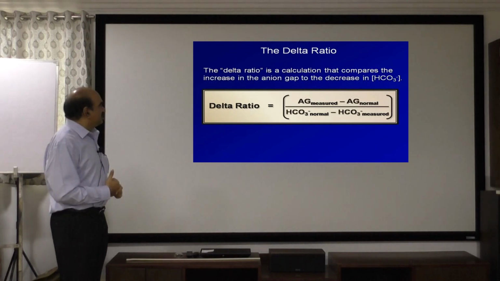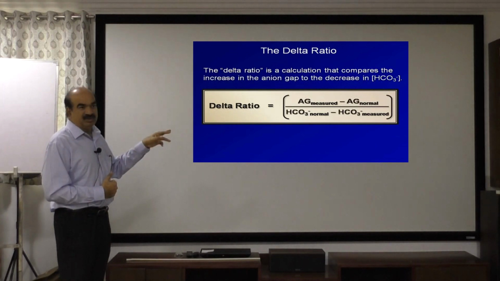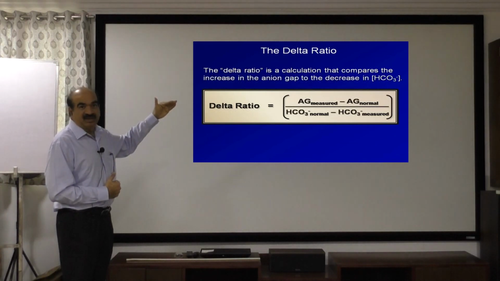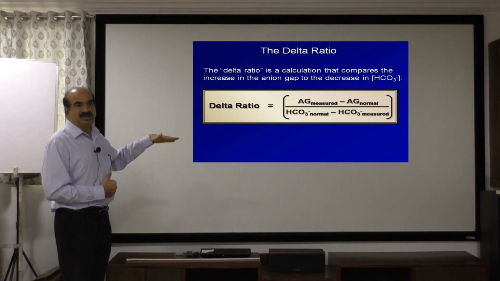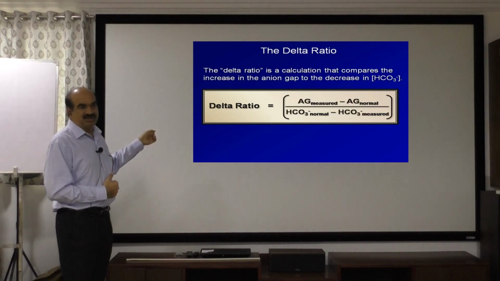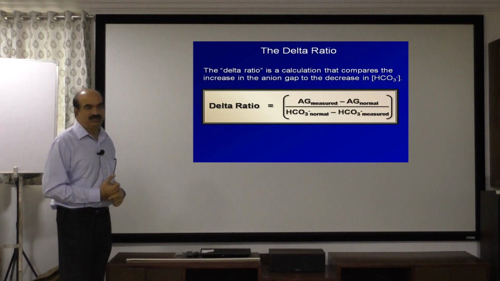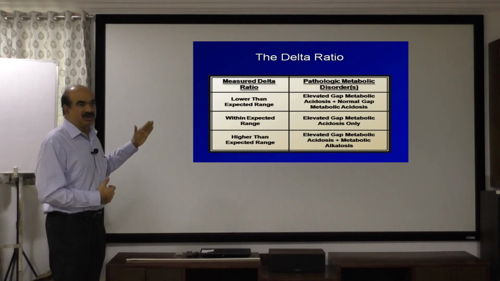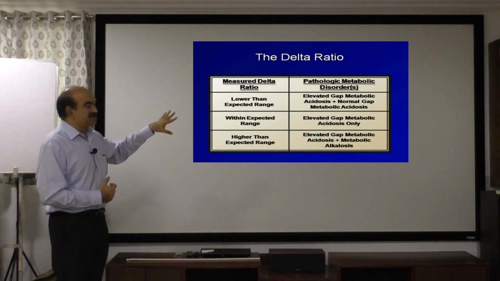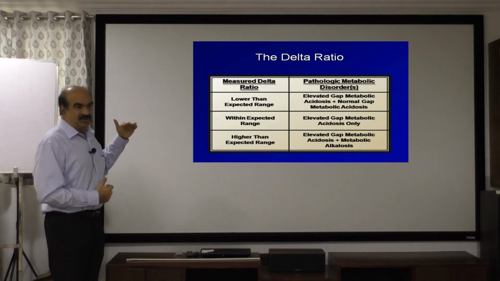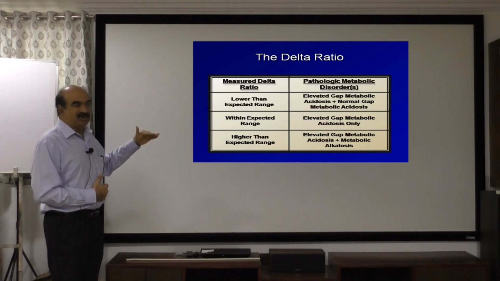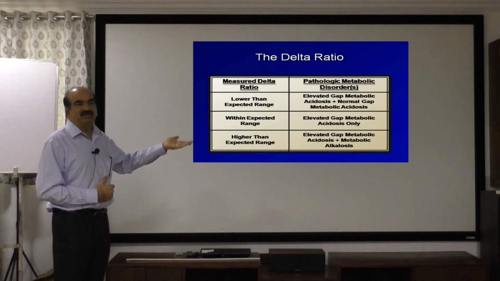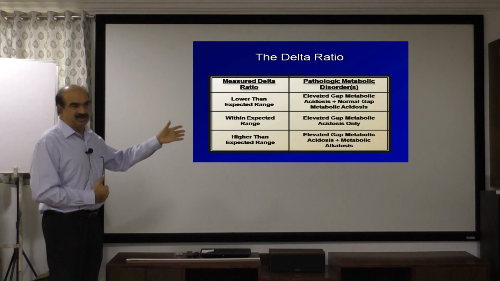Delta bicarb is normal bicarb minus measured bicarb. Delta anion gap divided by delta bicarb is the delta ratio. That should be 1. If you expect some bicarb level and the bicarb is lower than the expected range, there must be an additional normal gap metabolic acidosis. If the bicarb is higher than the expected range, there must be an additional metabolic alkalosis. We will look into some case examples.